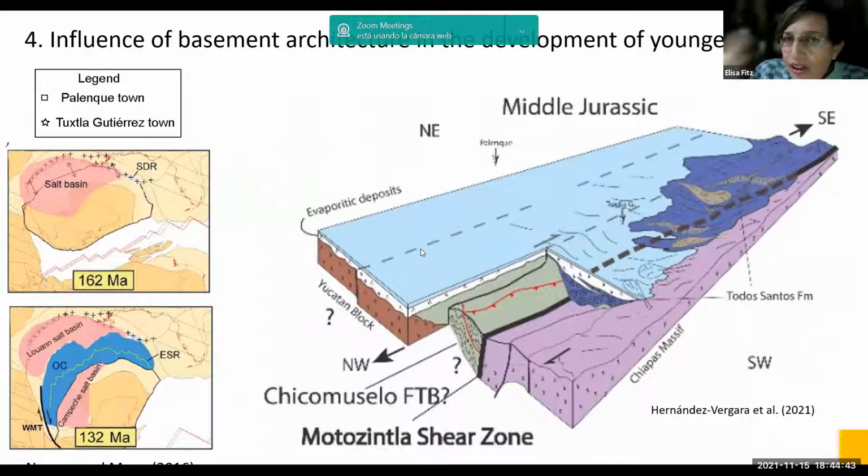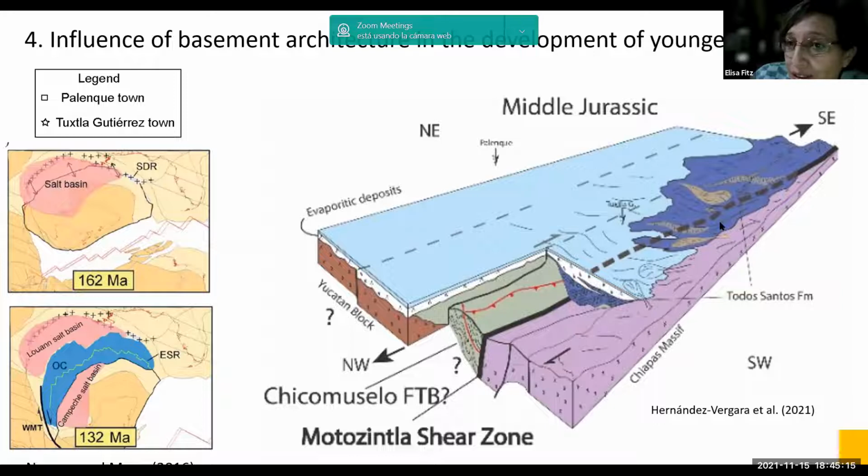With all this information that I just shared with you, I just want you to play a little bit with this figure. Notice that northeast is in that direction, so the north is in that direction. We are looking at a schematic block of the central depression of Chiapas, in which we see the buried structures of the Chicomuselo fault-and-thrust belt, perhaps of the Motozintla shear zone, passing through the central depression of Chiapas over here.